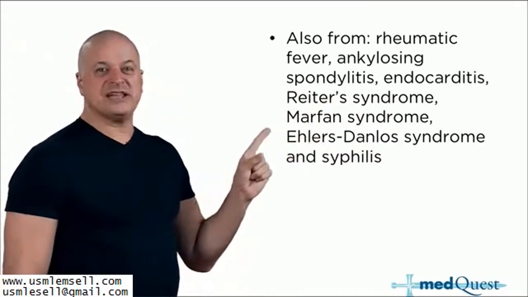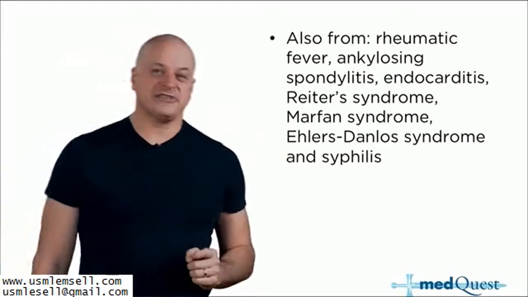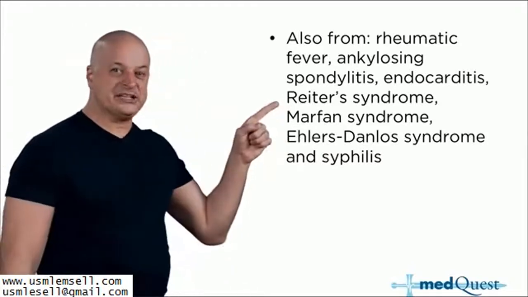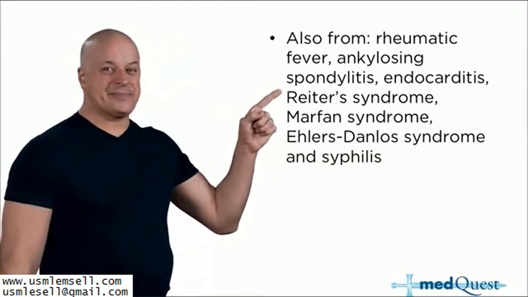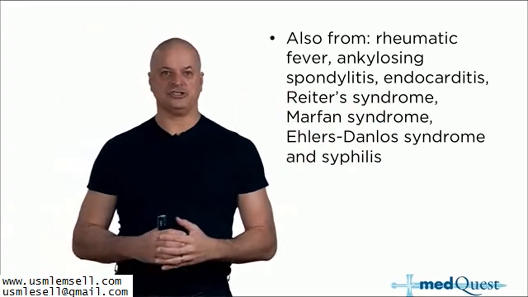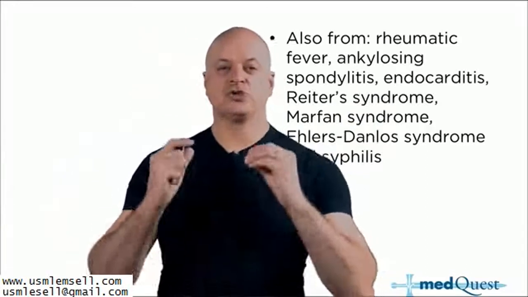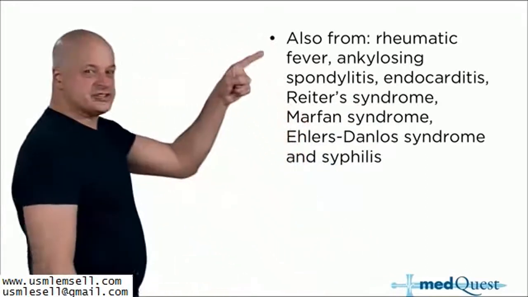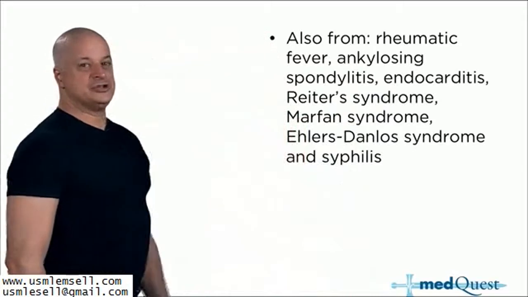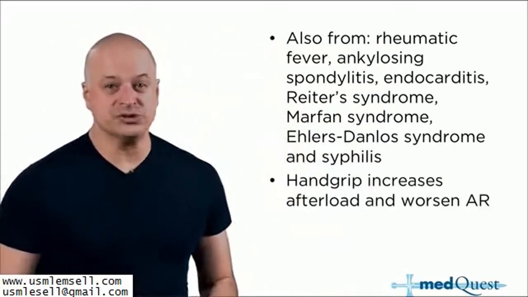And Marfan's dilates things. And Reiter's syndrome is a reactive arthritis with HLA-B27. Endocarditis does it because endocarditis causes vascular insufficiency and dilates the aortic root. All of these things are different ways of saying, do you know what dilates the aortic root?